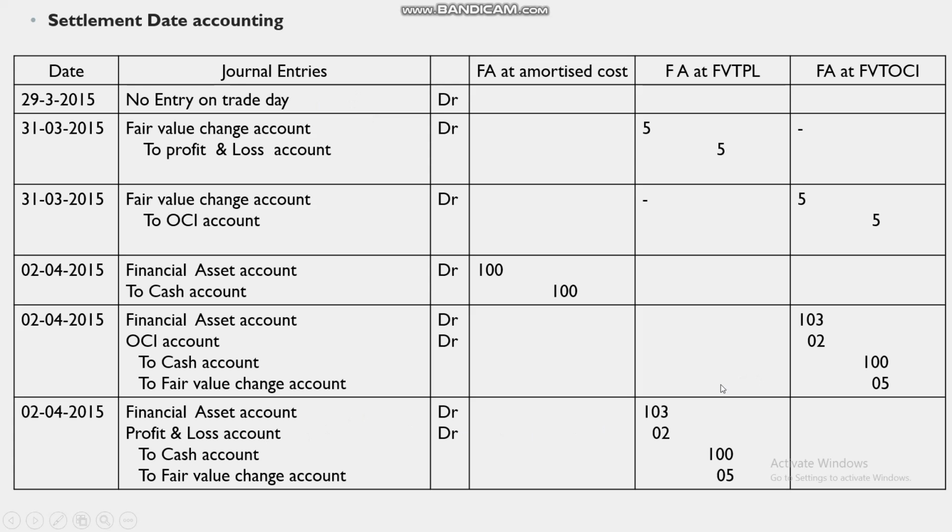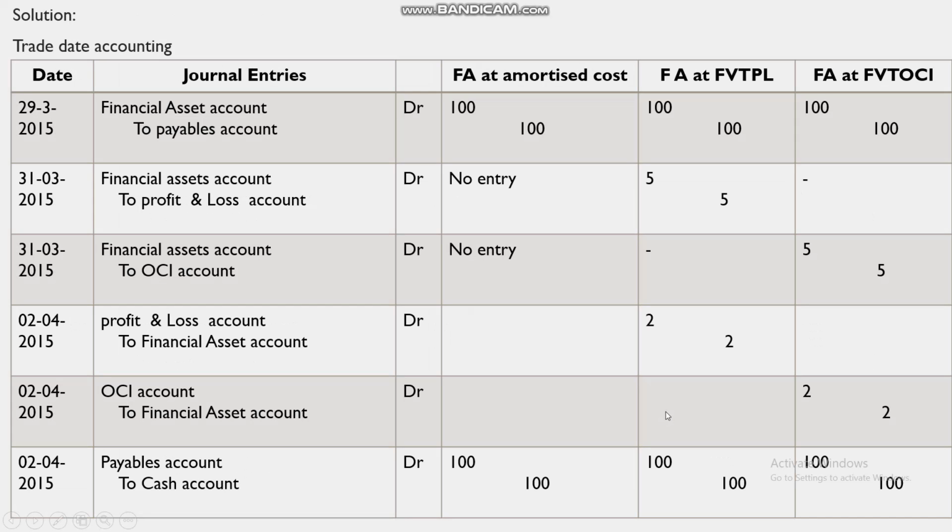Okay, see here the financial asset is 103 lakh, so that will come under the financial asset. Here the financial asset account, what we debited here is 100, just 100, but at fair value through profit and loss it is 5. So that 5 is added to the financial asset account, then after that 2 is deducted from the financial asset account. Correct, those 2 are the loss.